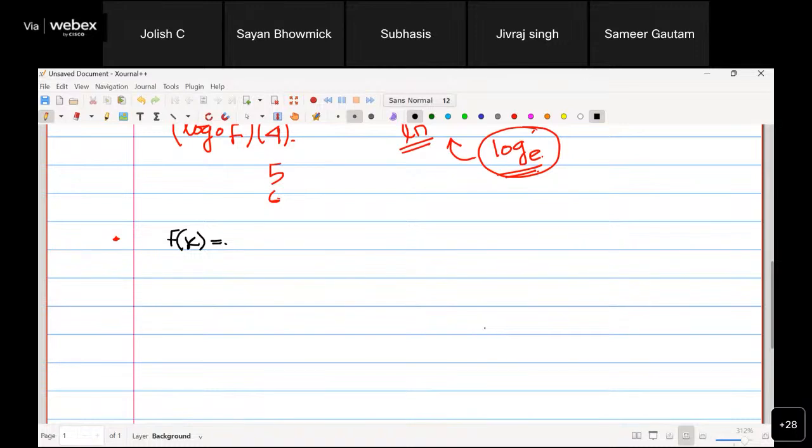Okay, let me solve this one. So this is your function, right? The log of this expression. You want to find the domain of this function, right? For that, what do you need to find? To find the domain of this function, what do you need to find?